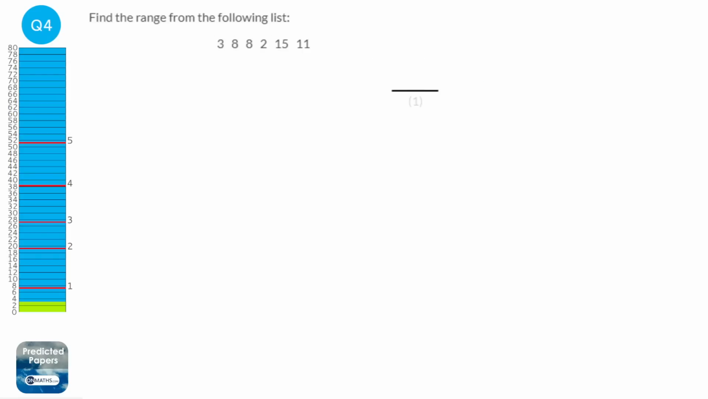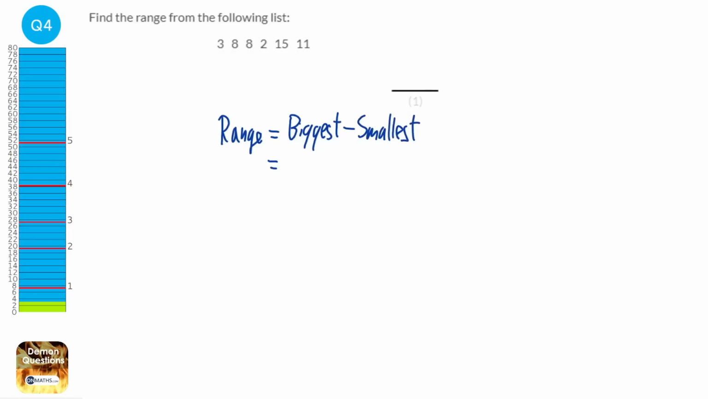The range is just the biggest number, take away the smallest number. Biggest number in this list is 15. The smallest number in this list is 3, so 15 take away 3 is 13, so the range is 13.